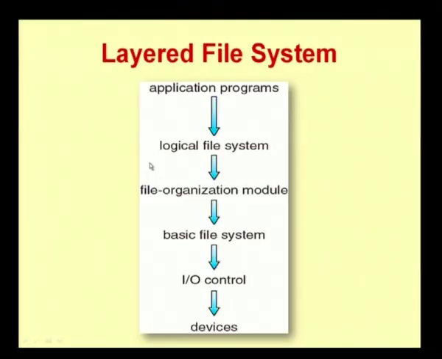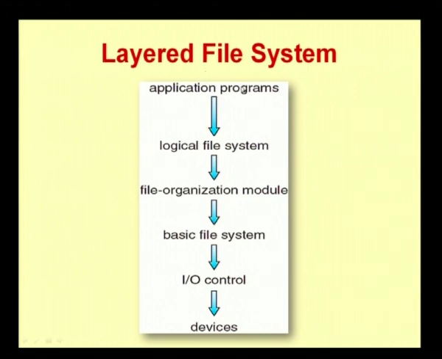All the contents and all the structure details of a particular file will be stored in this file control block. Now we will see how these files have been arranged. These files have been arranged into different layers. So, this file system has been organized into different layers. This is how it looks like: a layered file system.